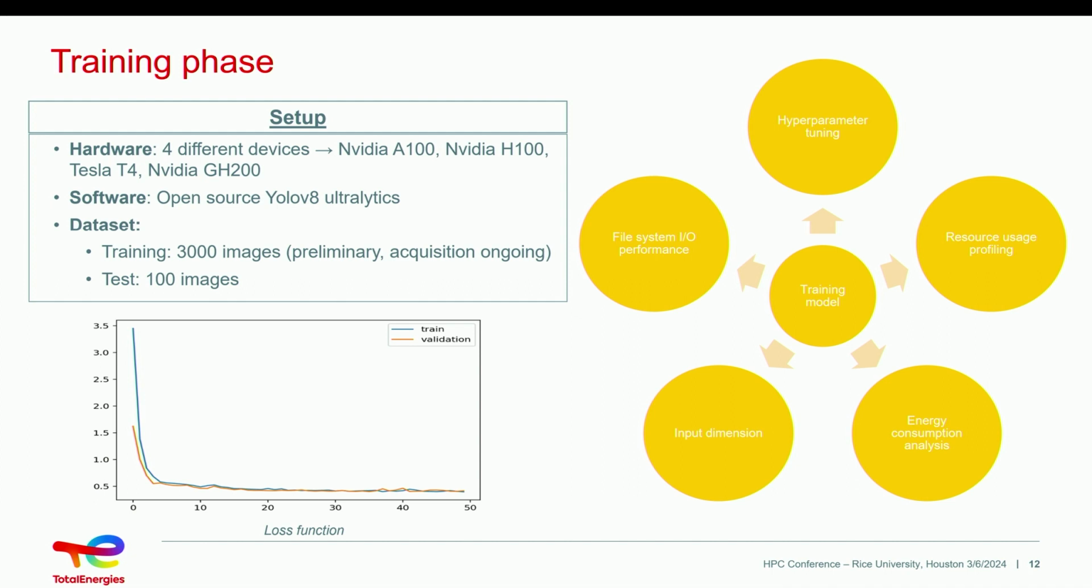And then also, you need to check your I/O performance. Is there an I/O bottleneck that will slow down the training or not? And also, you still need to set some parameters by yourself, so you need to find the best combination possible. That's what we call hyperparameter tuning.